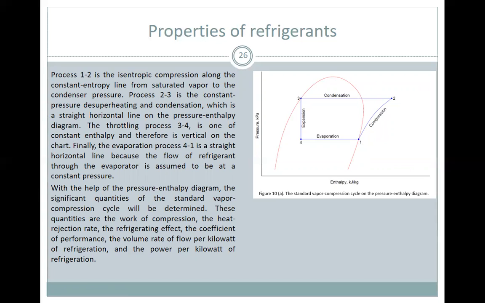Assumed to be. Later we will have actual pressures. Okay? With the help of the pressure enthalpy diagram, the significant quantities of the standard vapor compression cycle will be determined. So the quantities are the work of compression, the heat rejection rate, the refrigerating effect, evaporation, the coefficient of performance, the volume rate of flow per kilowatt of refrigeration, and the power per kilowatt of refrigeration.